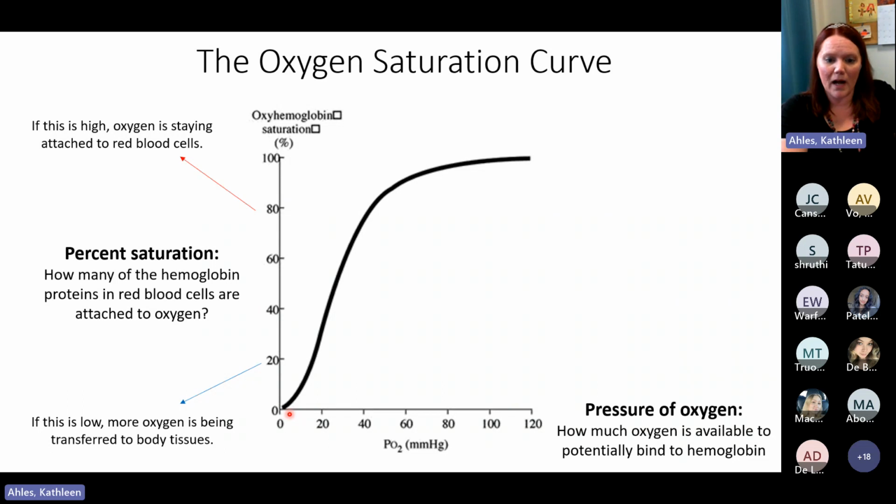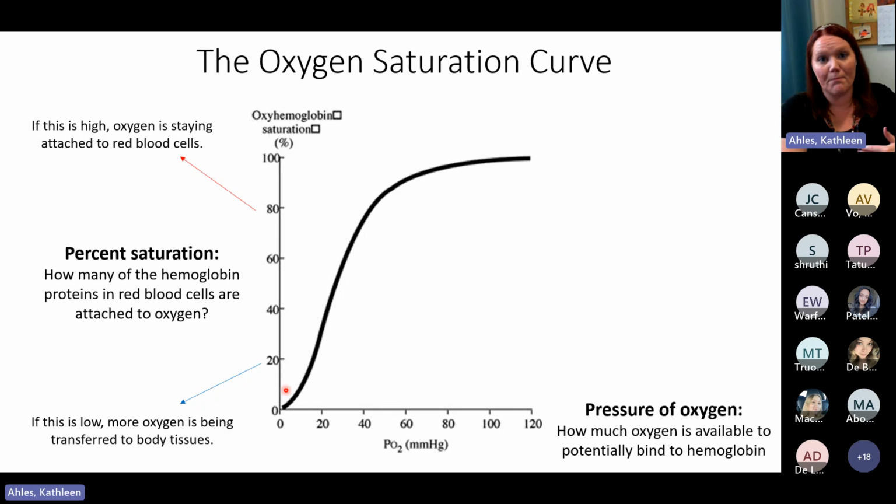So throughout the human body, we have very low oxygen pressure, for example, in the body's tissues, and very high oxygen pressure in the lungs. When blood leaves the lungs to go out into the body, it slowly starts to give its oxygen away to parts of the body until it gets all the way down to the tissues and it has no oxygen left.